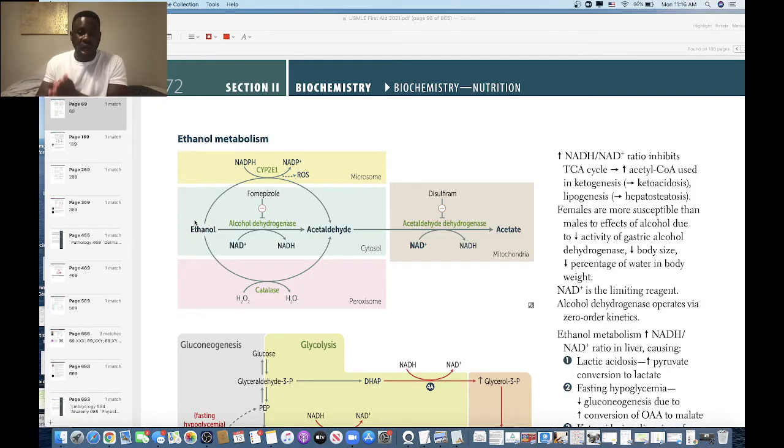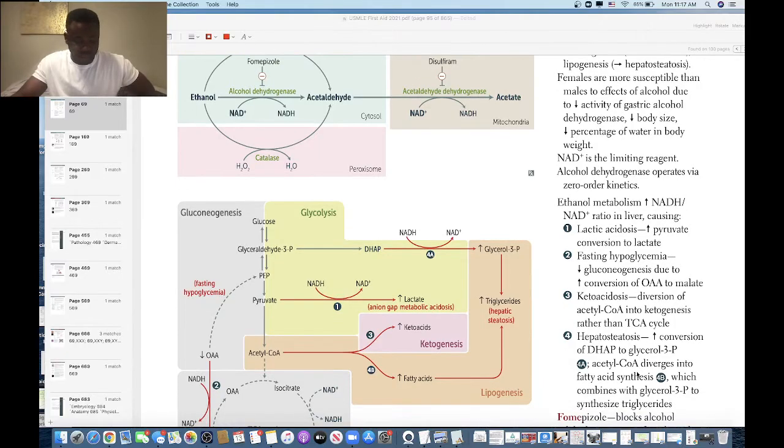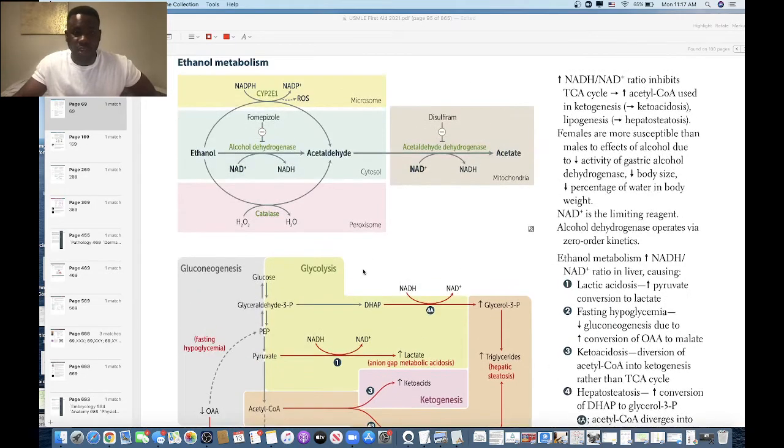So we can use alcohol to treat methanol toxicity. We'll see that later. It's something we have to take note of, and they love to test on that. If somebody has methanol toxicity, or someone drinks antifreeze and they are given alcohol to drink in the hospital, that will be the treatment, because we are trying to prevent this enzyme from converting it into its toxic form.